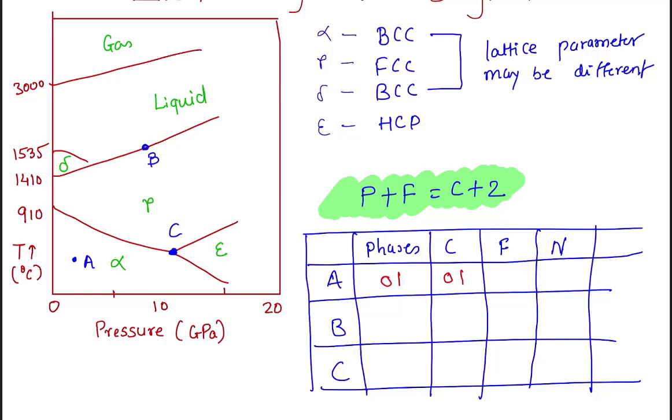Variables, we have 2 variables here. One is called pressure, one is called temperature. So C here is 1, N here is 2, and degrees of freedom, if we calculate using this, is equal to 2. Similarly, solve for other points.